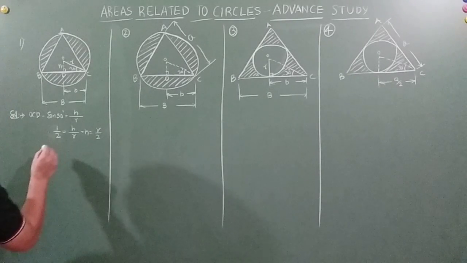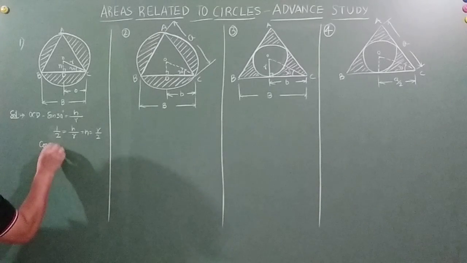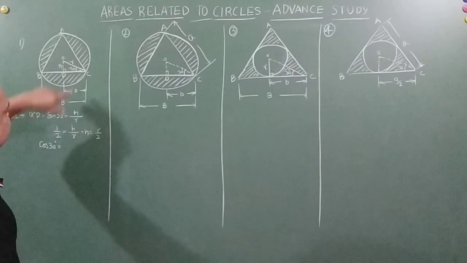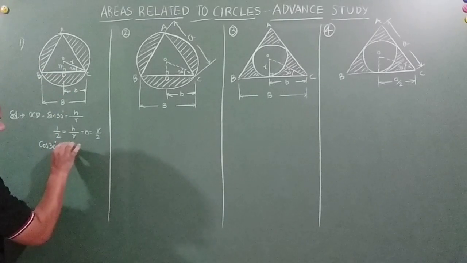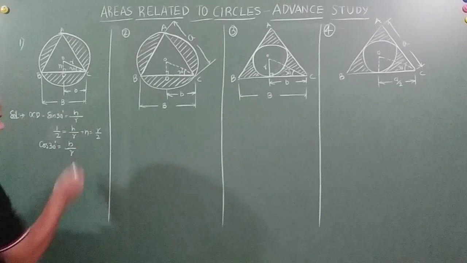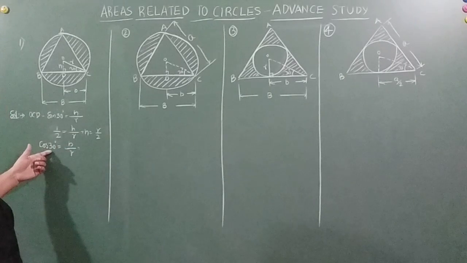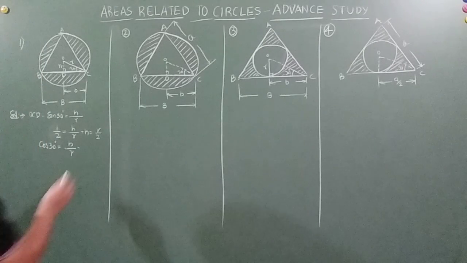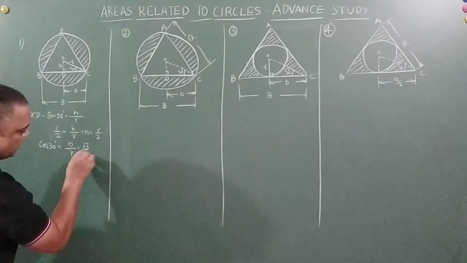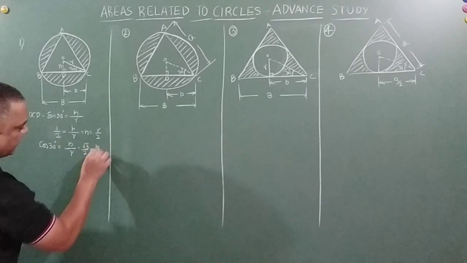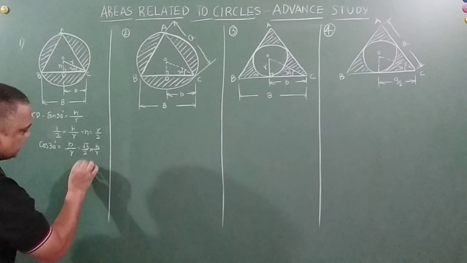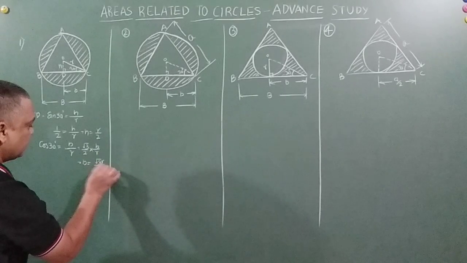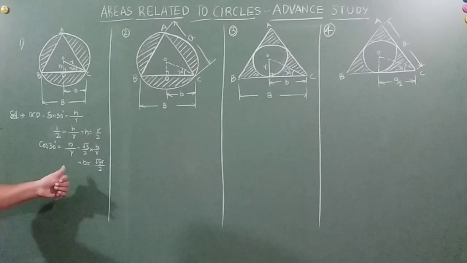Right? Similarly, let us take cos 30 here. Cos 30 will be base by hypotenuse, right? The base is small b, so b by hypotenuse, which is r. So cos 30 is equal to how much? Cos 30, base by hypotenuse, that is root 3 by 2, equals base by r, which gives me base is equal to root 3 r by 2. Right? You are able to get this?